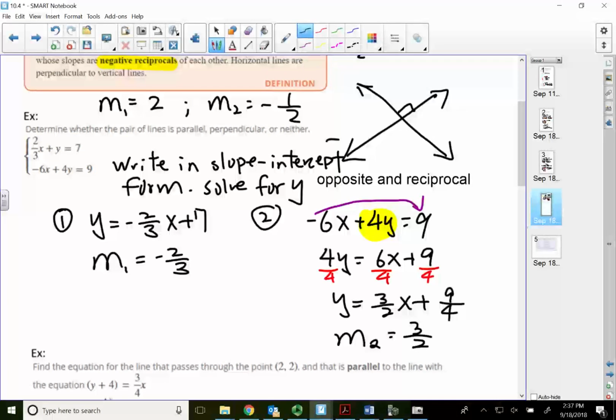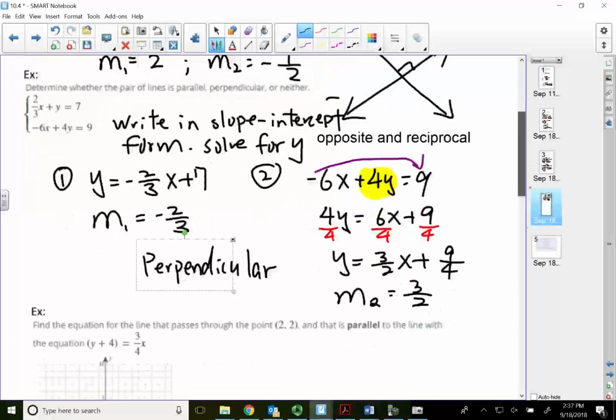As you can see, these two slopes have opposite signs and their numerical values are reciprocal to each other. So that means these two lines are perpendicular. Okay, that's how we do this.